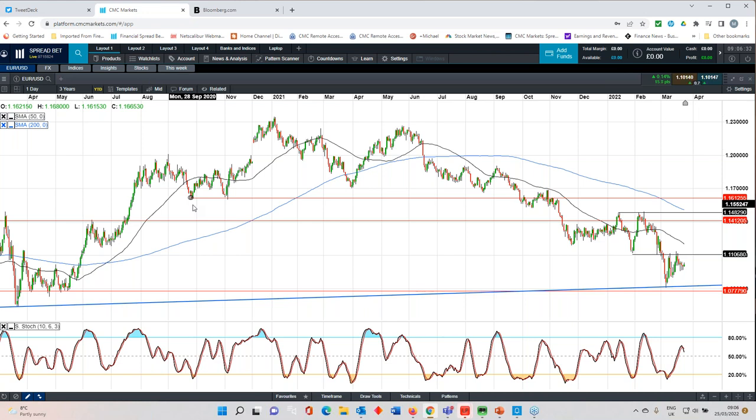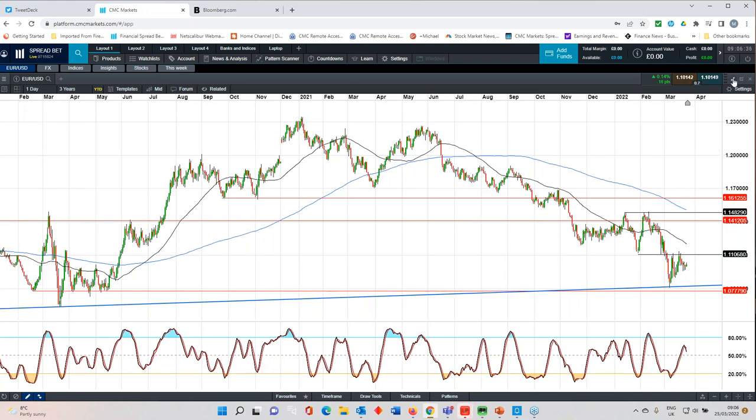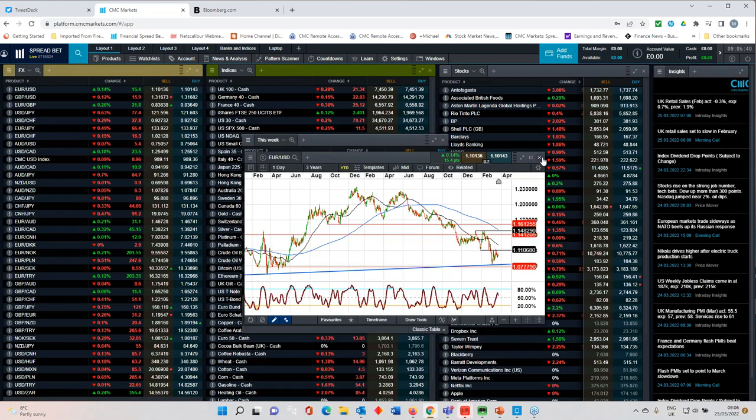So the big question is, how much can the Fed get away with, and what does that mean for the dollar? In terms of what the dollar's done against the euro this week, it's not done an awful lot.